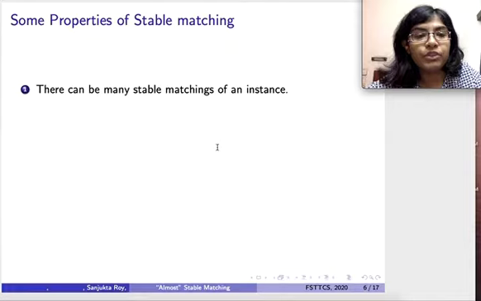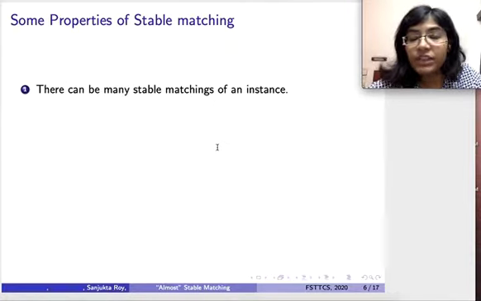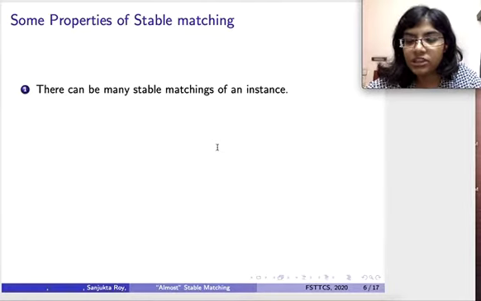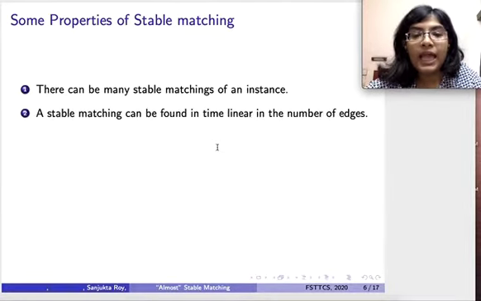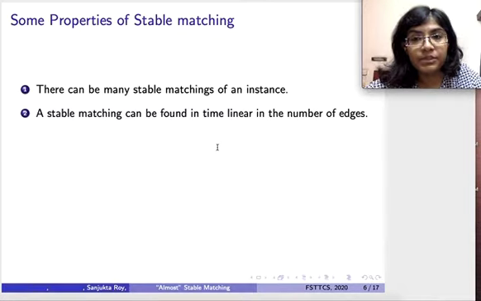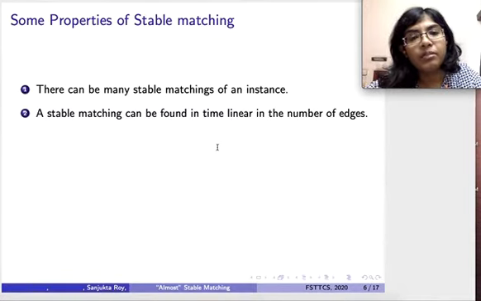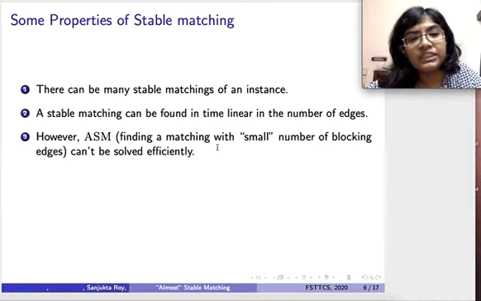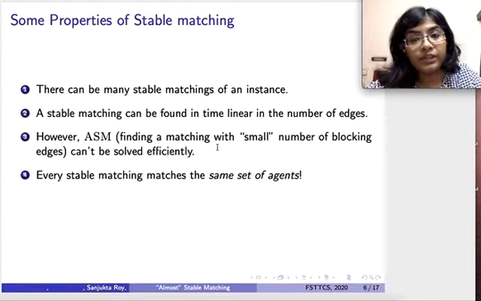To understand what we can do here, let's look at some properties of stable matching. As we saw, given a stable matching instance, there could be many stable matchings. There is not necessarily one matching, and one stable matching you can find in linear time. Some particular type of stable matching you can find in linear time, but if we allow a small number of blocking edges, that is the almost stable matching problem, this cannot be done in polynomial time anymore. In fact, it is W[1]-hard with respect to k and t, right?